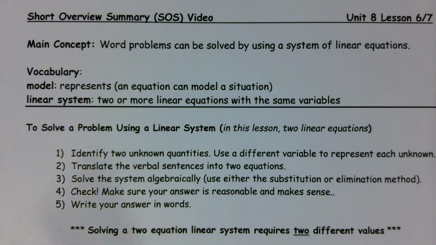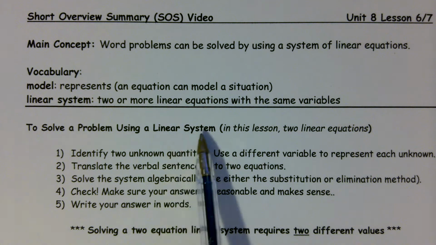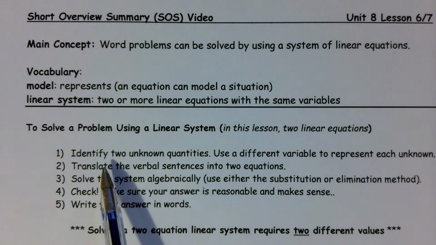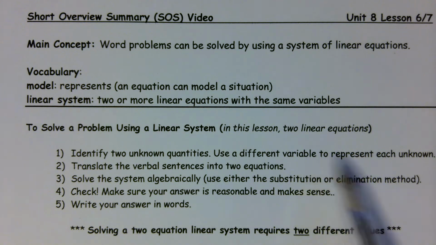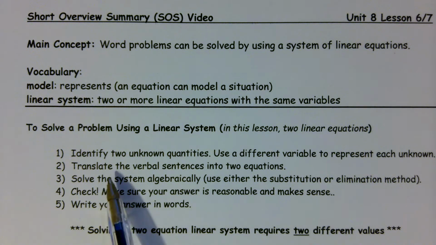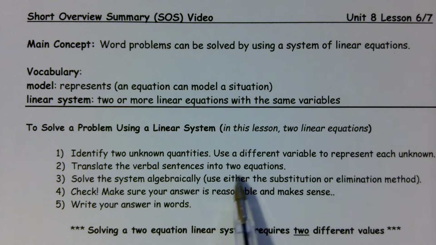To solve a problem using a two-equation linear system, the first step is we're going to identify the two unknown quantities. We'll use a different variable to represent each unknown. So we'll have two different variables. Next, we're going to translate the verbal sentences into two separate equations. Then we'll solve the system algebraically. We can use either substitution or elimination method. Then we'll check. Make sure your answer is reasonable and makes sense. And finally, write your answer in words.